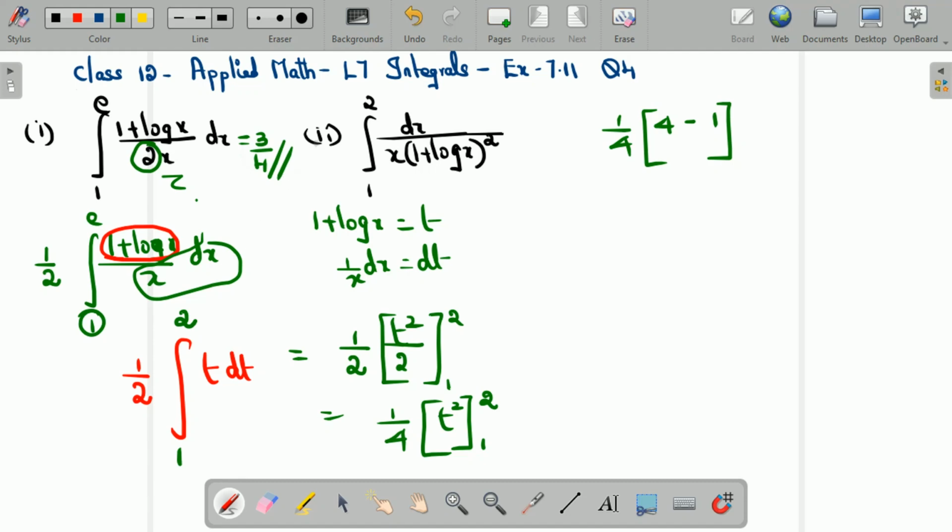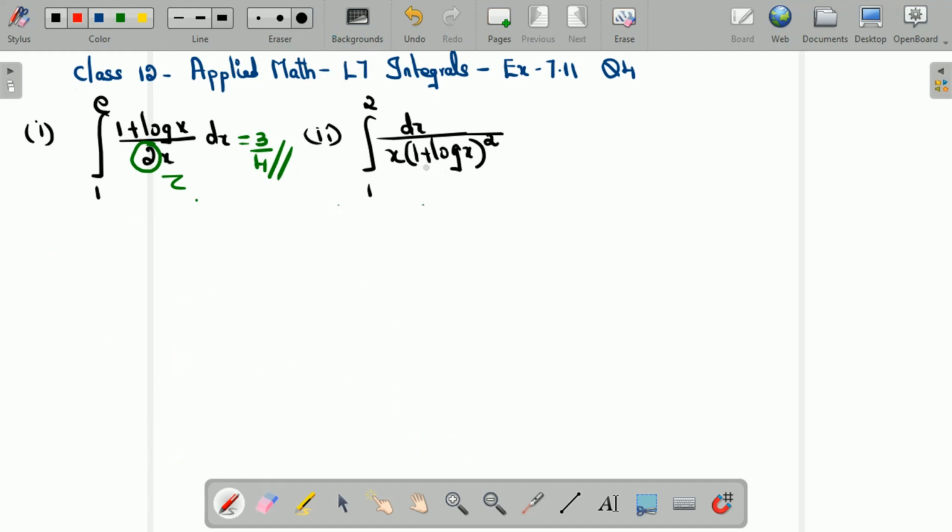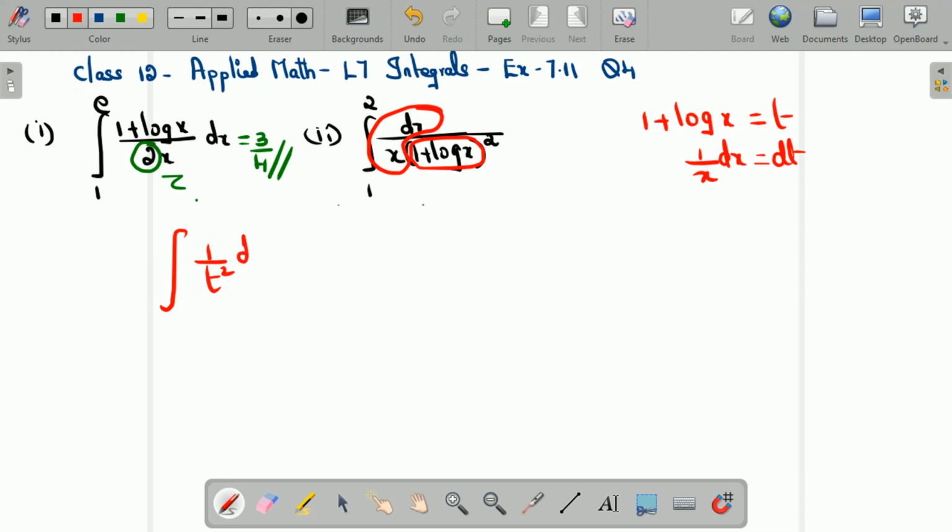Now let's perform the second integration. In the second integration also, we are going to put 1 plus log x is equal to t, which means 1 by x dx is equal to dt. So this dx by x will be replaced by dt. So this is integral, now I'm going to put this as t. So this is 1 by t squared into dt.